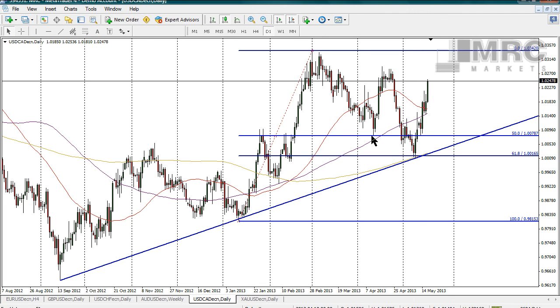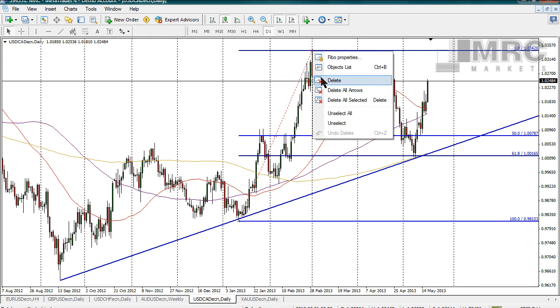We initially did get a bounce there off the 50% retracement actually, but then it came back down and tested this fib here. So very, very technical action there. And it looks like it's just going to grind higher now towards that 0.0%. That does look likely.